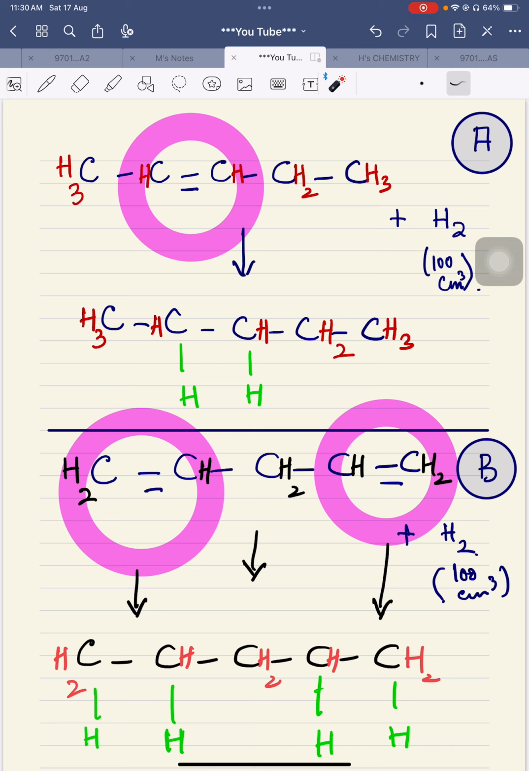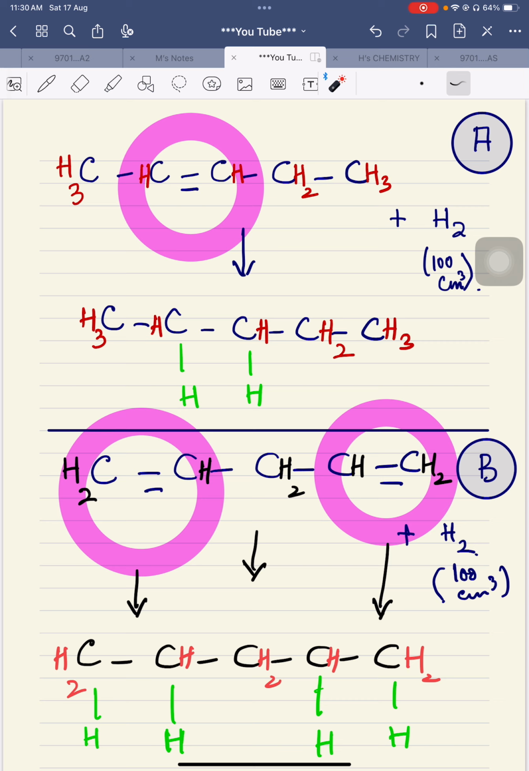Okay. So guys, now the examiner is asking that 100 centimeter cube of hydrogen is passed through A, and 100 centimeter cube of hydrogen is passed through B as well, which will give more hydrogenation after the reaction.